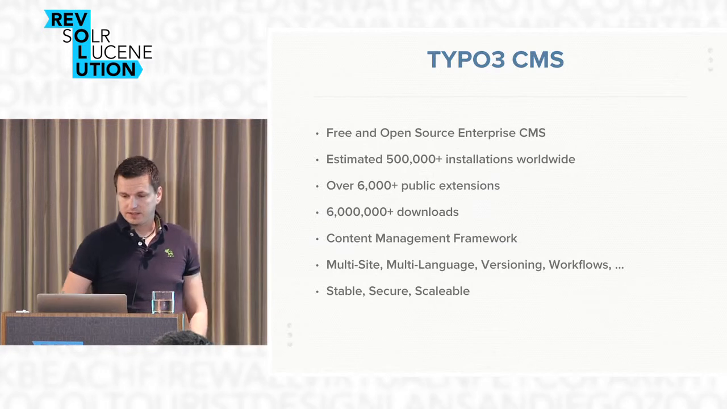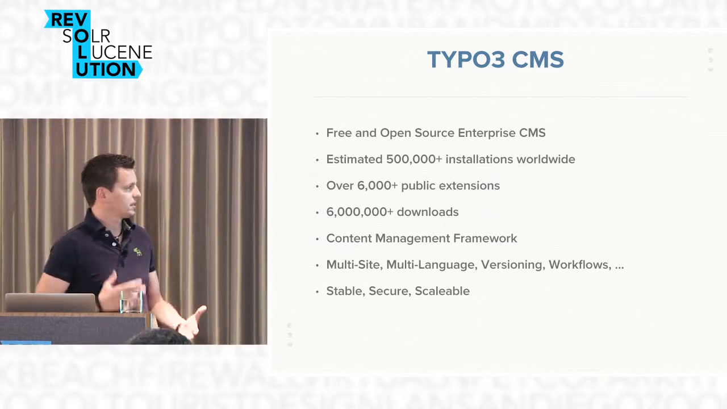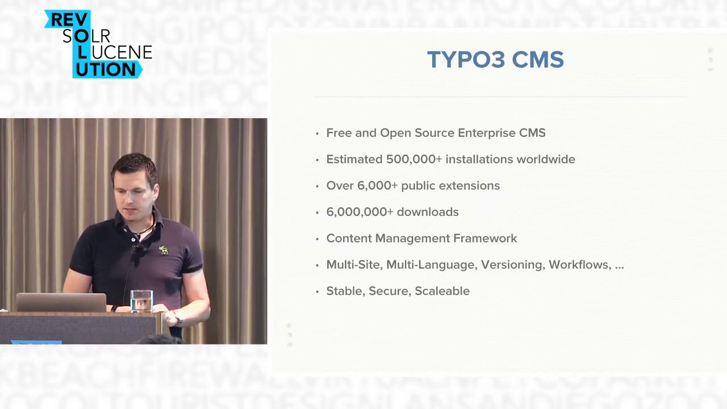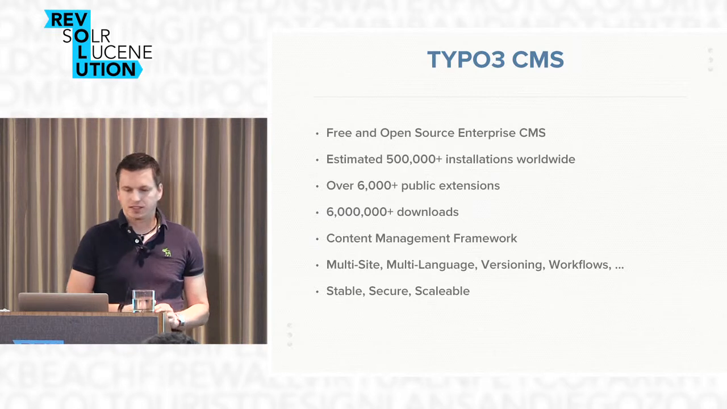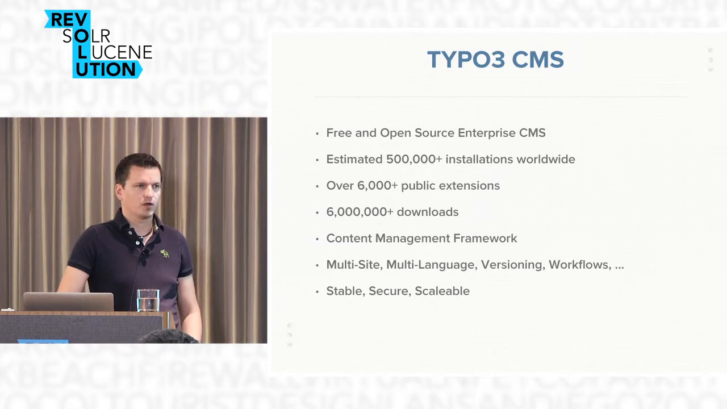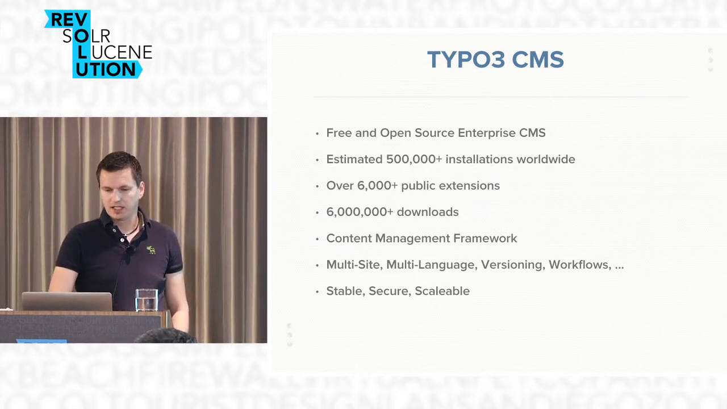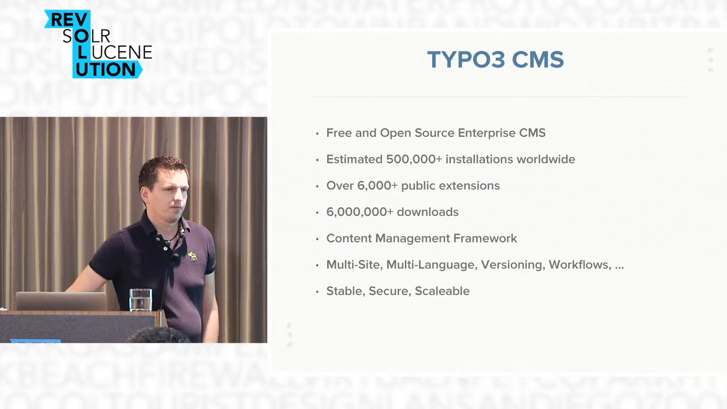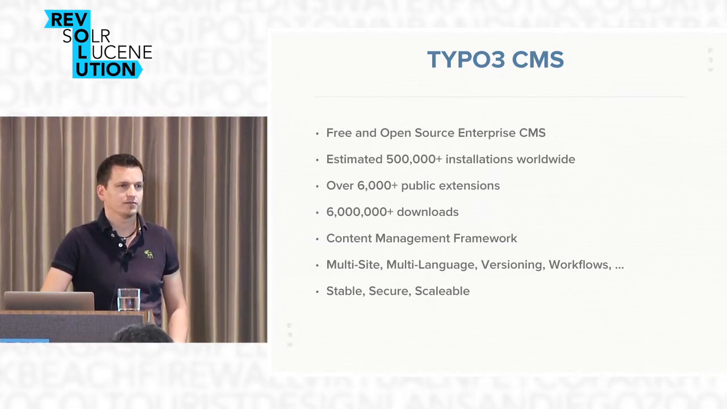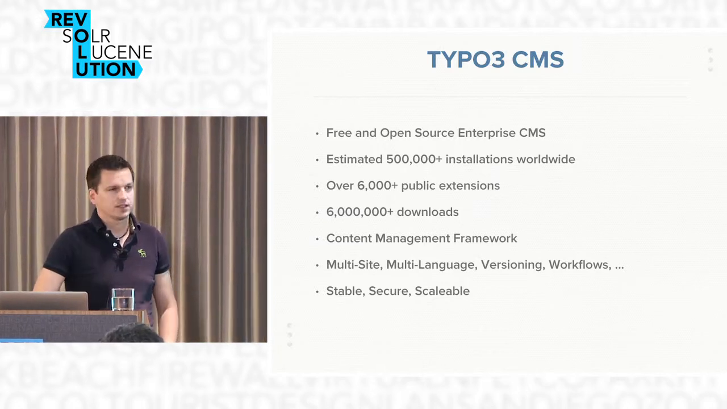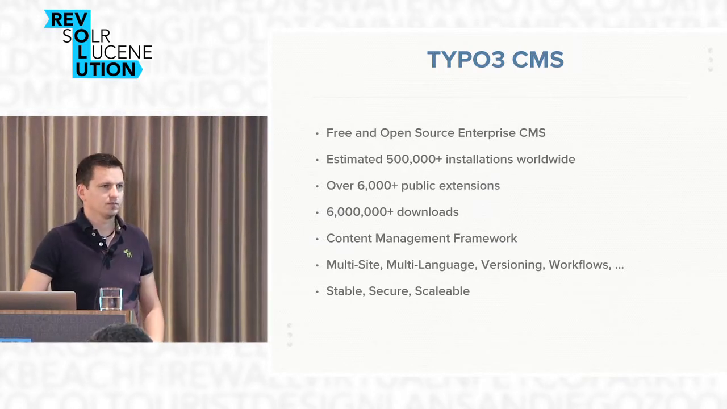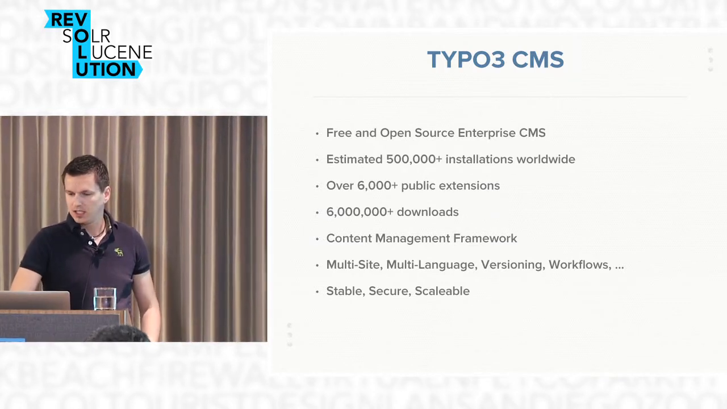So let's get on to Typo3, so you can maybe understand more easily what this is all about. It's a free and open source enterprise content management system. We have over 500,000 installations worldwide. There are over 6,000 publicly available extensions, plus of course a lot more that have been built by all the agencies that are using Typo3. And there are probably more than 6 million downloads.